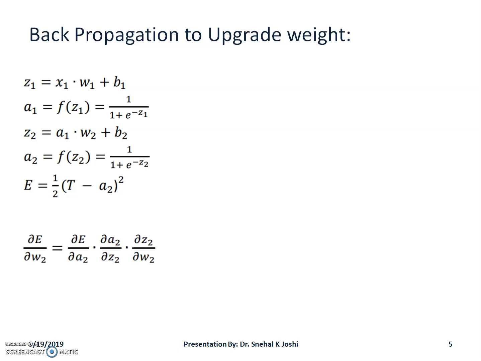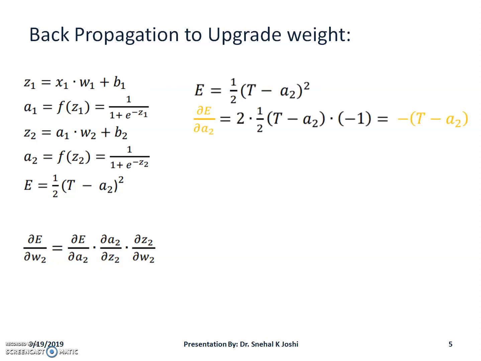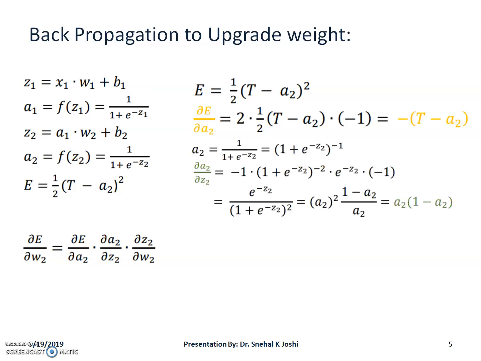We obtain the derivative of E with respect to A2 here. Then we obtain the derivative of A2 with respect to Z2. As such, A2 is a sigmoid function, so you can see the result over here. We obtain the derivative of Z2 with respect to W2, where Z2 is the product of input activation A1 and weight W2 plus bias B2. And finally, using this chain product, we obtain the derivative of E with respect to W2.